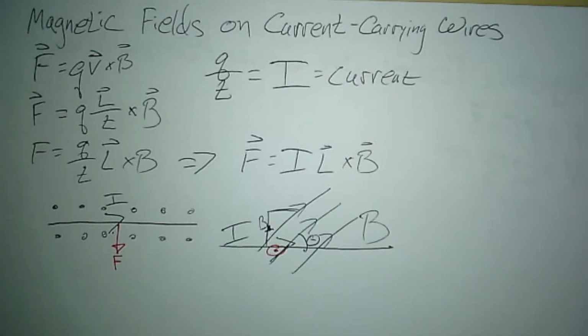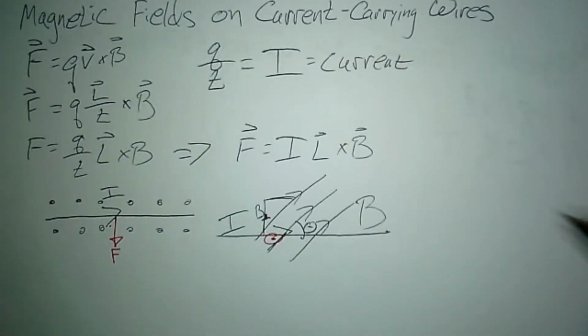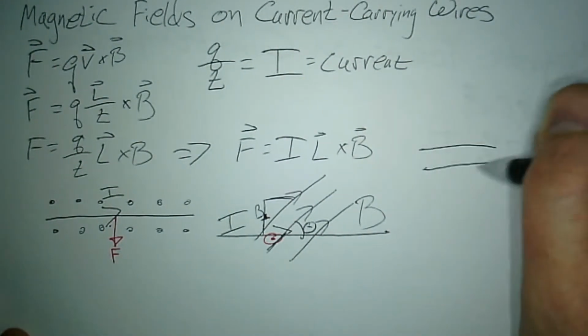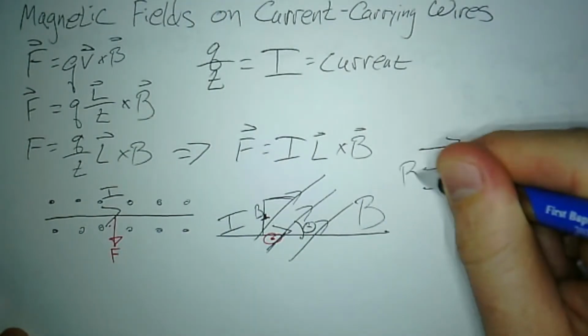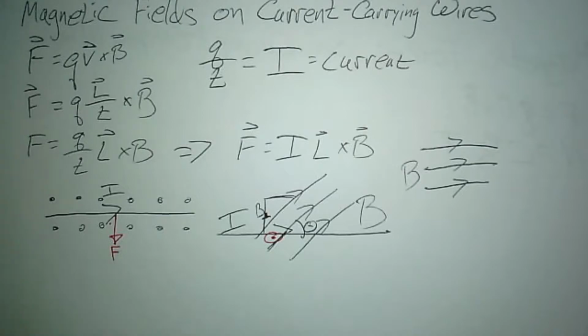And then one more of these examples real quick. If my magnetic field is going like this, I'll draw my wire in red this time just so it's easier to see and stands out a little better.